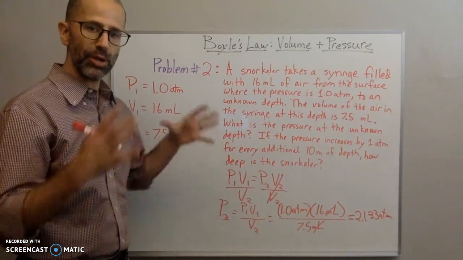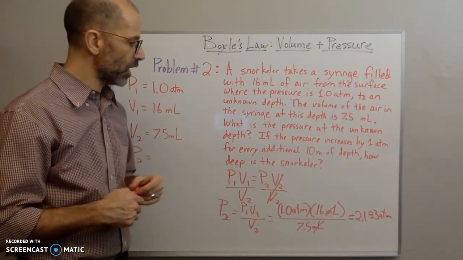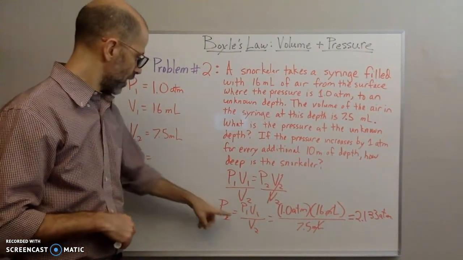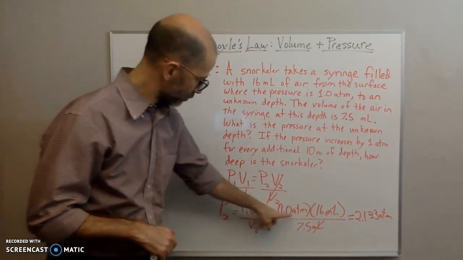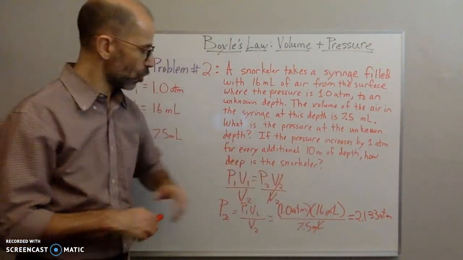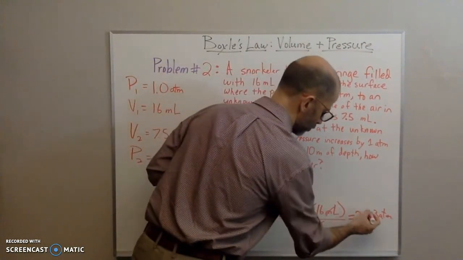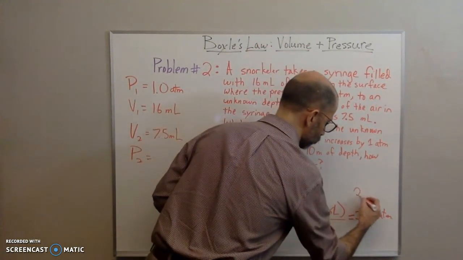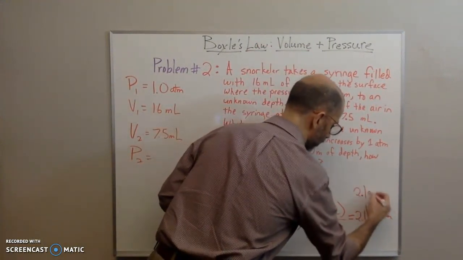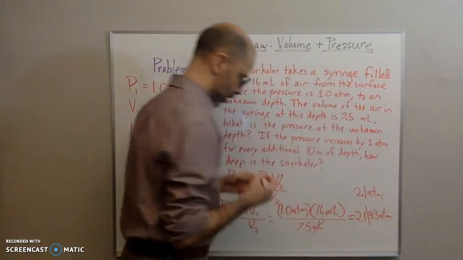So the outside pressure has gone up to 2.133 atmospheres. Now let's check our sig figs here. I have 2 sig figs, 2 sig figs, 2 sig figs, so my answer should only have 2 sig figs. So I should cut it here. My answer here should be 2.1 atmospheres.